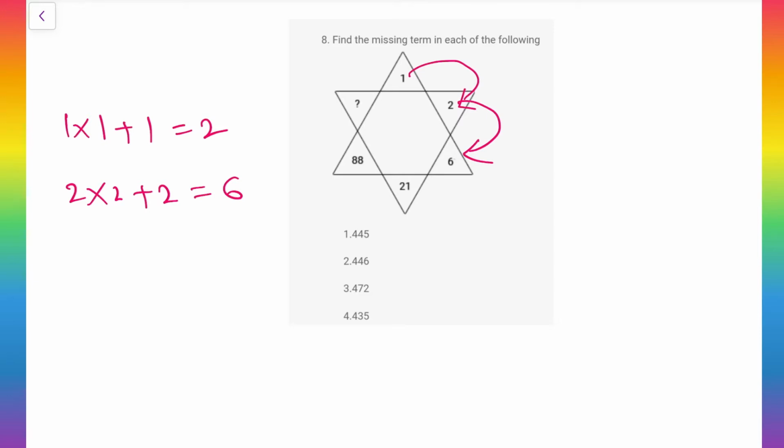So the logic I got is into 1 plus 1, into 2 plus 2. Then next should be into 3 plus 3. Into 3 plus 3, so the number is 6. 6 into 3 is 18. 18 plus 3 is 21. Of course, the next number is 21. So this is the correct logic now.